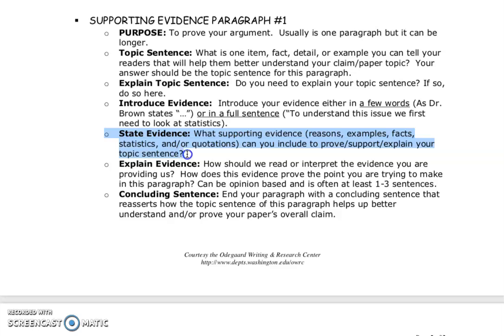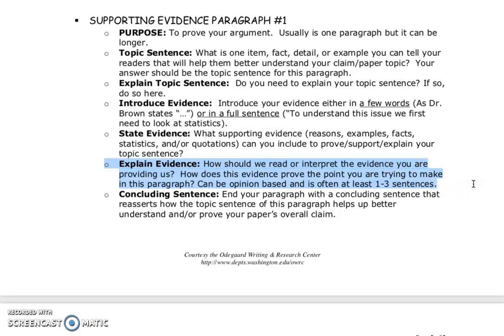Then you state the evidence, okay? What examples, facts, statistics, quotations, reasons can you give here that would be support from other sources that indicate how you can prove, support, or explain your topic sentence, which is your reason, one of your reasons for believing what you believe. And then you have to explain your evidence.